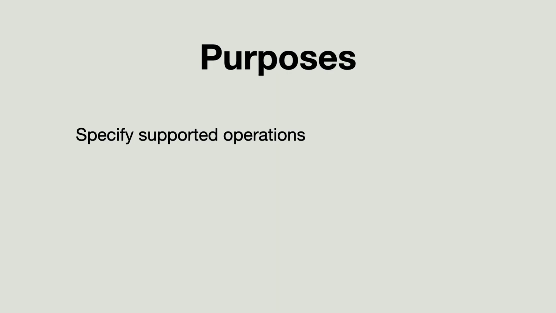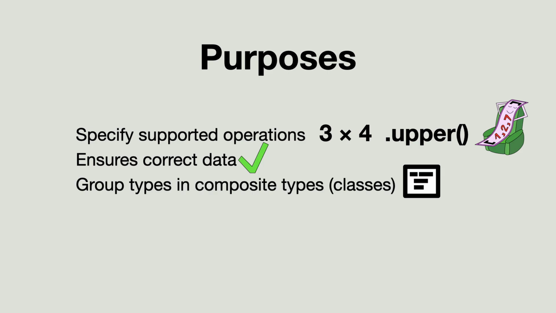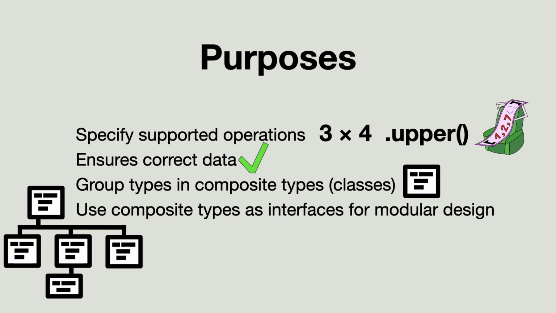A type can specify the operations that can be performed on it. For example, ints can be multiplied, strings can be made uppercase, and lists accept elements to be appended and removed from it. Types ensure correct data. It will fail to put an arbitrary string in a number data type. Types can group types like ints and strings in composite types like classes, and use composite types as interfaces for modular design. But let me start at the beginning and explain why types were created in the first place.